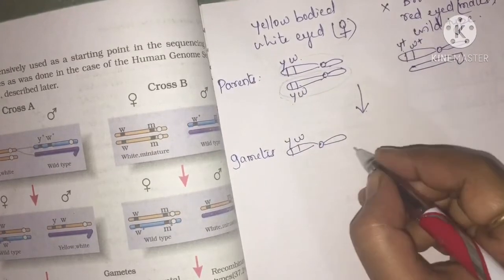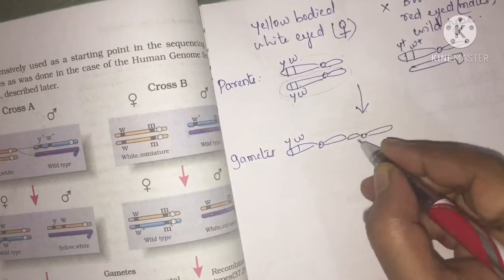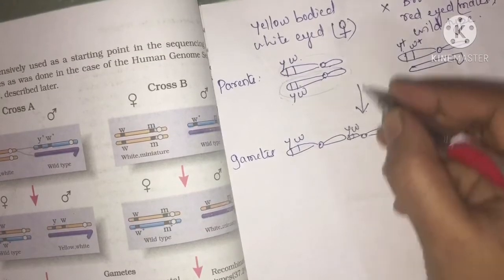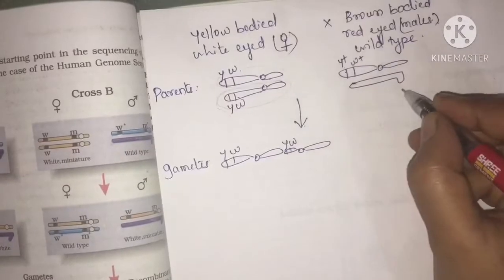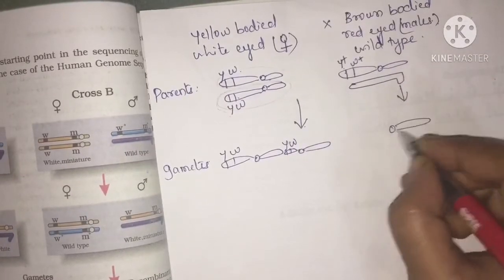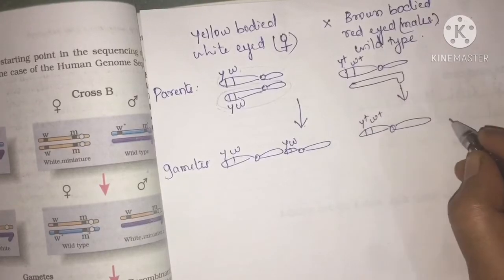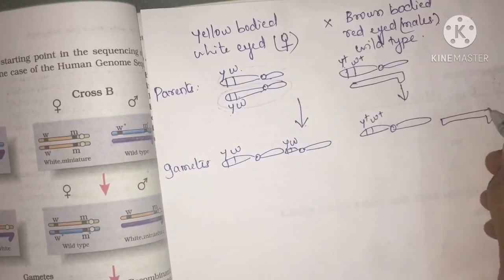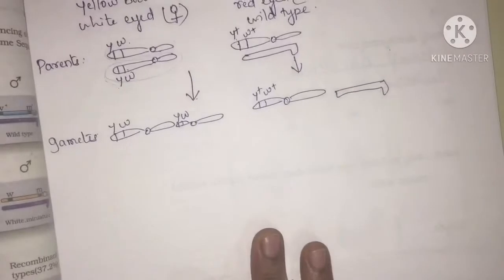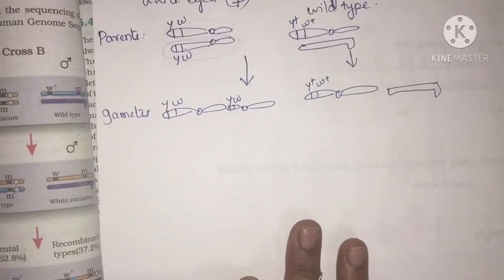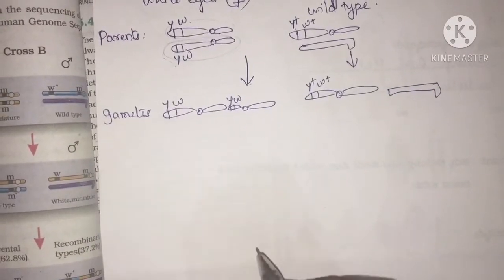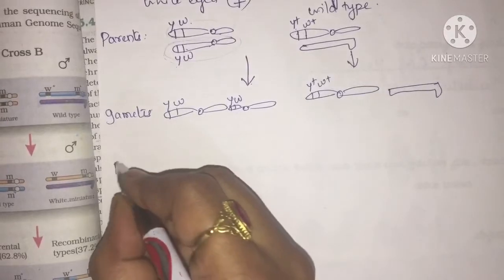yw, and just roughly I'm showing yw. The same one you are going to draw here. For this we shall show it like this, y+ w+, and another one is something like this. This is the Y chromosome, right? This is how we are going to show it. These are the gametes. Now the F1 generation.